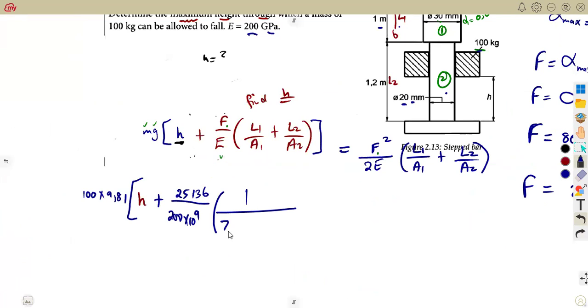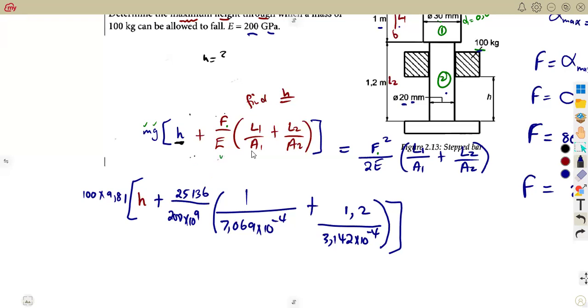Okay, so you already have that area 1. Remember, you got 7.069 times 10 to the exponent of -4 plus L2, according to our diagram. I'm going to take this as 1.2 over what? Area 2. Remember, as we calculated our area, it was 3.142 times 10 to the exponent of -4. So this is what we are going to actually have on the left-hand side. We substituted everything on the left-hand side.